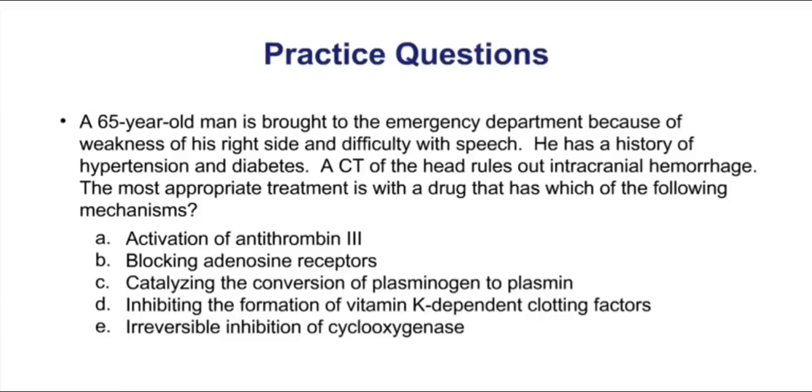Well, if you identify that this patient is having a stroke, because of the stroke and the clot, we want to use one of our thrombolytic drugs. Possibly we're going to consider TPA for this. How do these drugs work? They're going to catalyze the conversion of plasminogen to plasmin. Answer choice C.